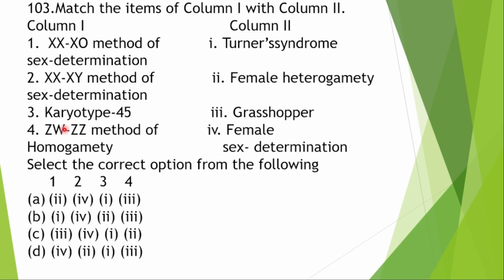Next, 103. Match the following. Here match column 1 with column 2. XXX0 method of sex determination is for grasshopper, that is 1 is 3. So 1 is 3 only in one option, that is C. So the right option will be C itself.